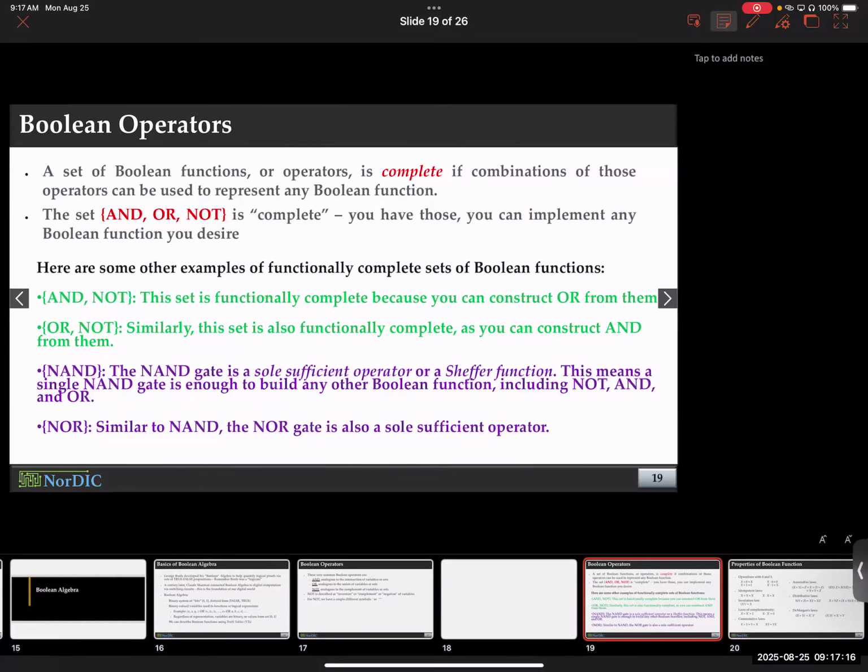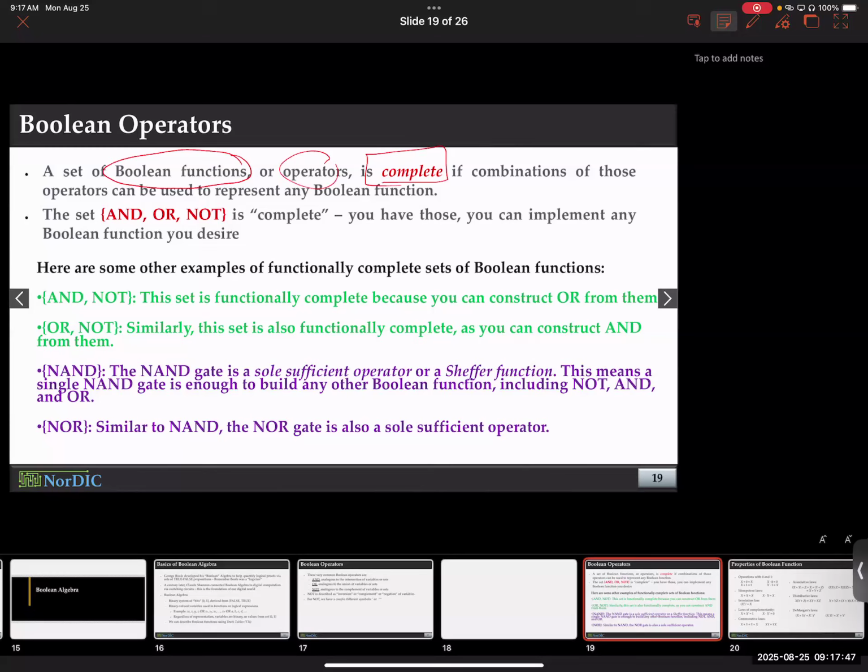Now, there is a concept called a Boolean function or operator being complete. I mean, it sounds very good. It's a complete function, complete set. What does it mean? It means that using a set, you can represent any random logic. If you get a set of Boolean operators that is capable of implementing any random logic that you can come up with, that is called a complete Boolean set.